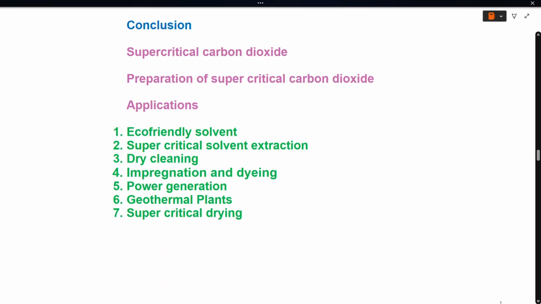So, that is all we have been seeing about supercritical carbon dioxide in this session. So, with this I conclude. Thank you.